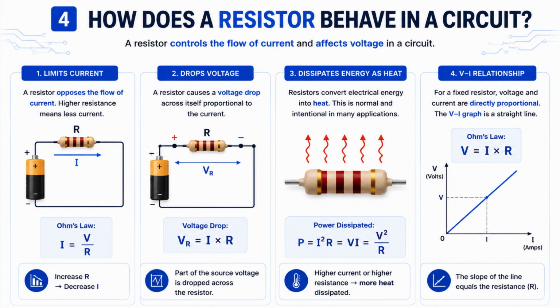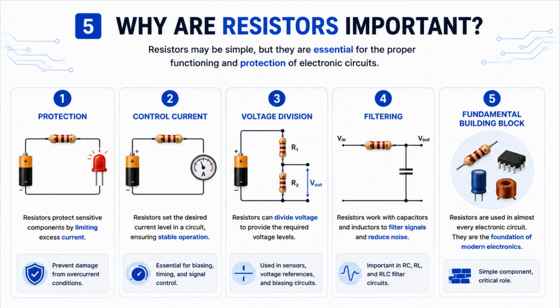Whether it is a simple LED circuit, a smartphone, or an electric vehicle, resistors are continuously controlling current, producing voltage drops, and ensuring that electronic circuits operate safely and efficiently. Understanding how resistors behave in a circuit is essential because almost every electronic system depends on these simple yet incredibly important components. After understanding how resistors behave in electrical circuits, an important question remains. Why are resistors so important?